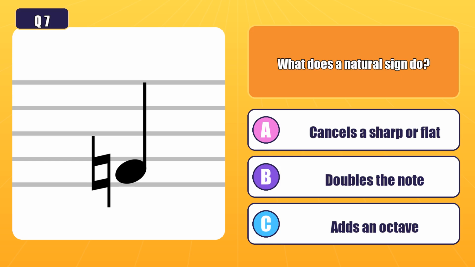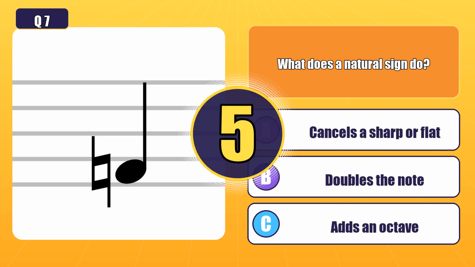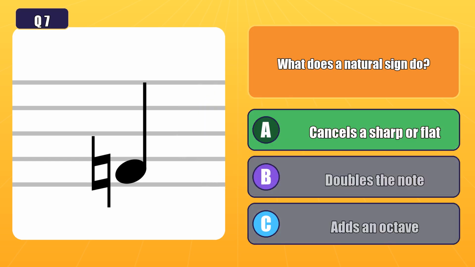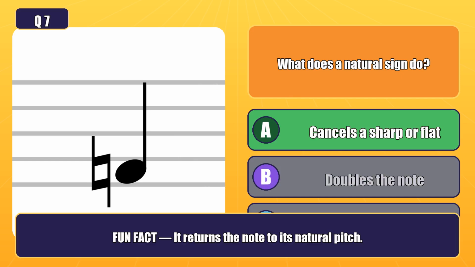Question number 7. What does a natural sign do? The answer is cancels a sharp or flat. Fun fact, it returns the note to its natural pitch.